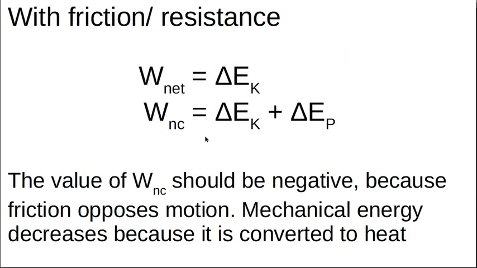If you have friction, the net work will be equal to the change in the kinetic energy. This is the original formula. But the work NC, where NC stands for non-conservative, the non-conservative work, will be equal to the change in kinetic energy plus the change in potential energy. Non-conservative work is always negative because friction is opposing motion. There's less mechanical energy because there's heat or sound or all those other byproducts.